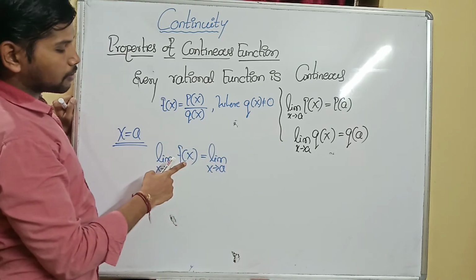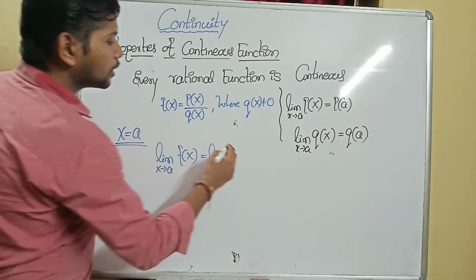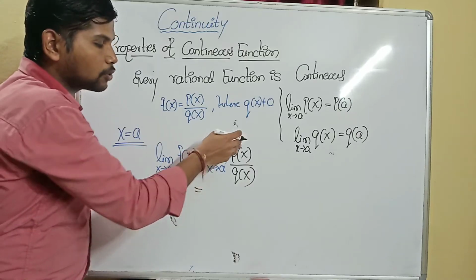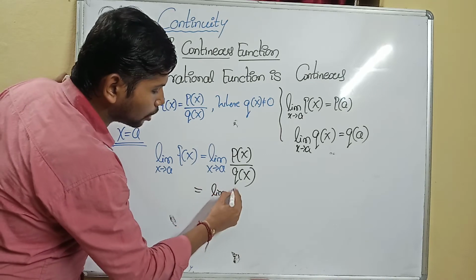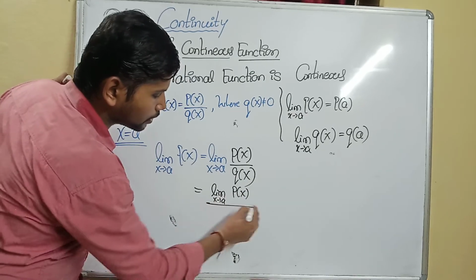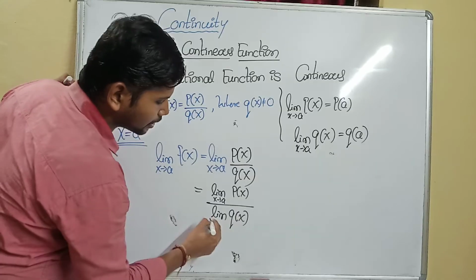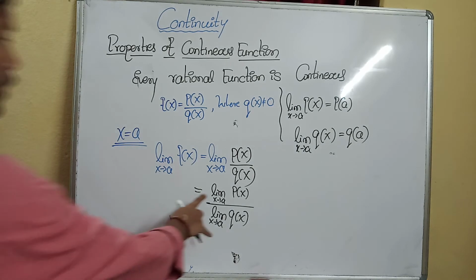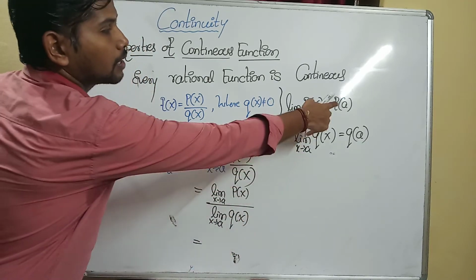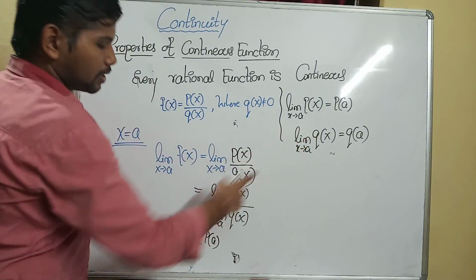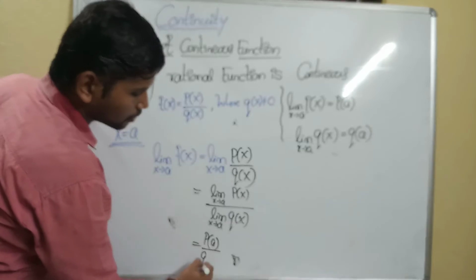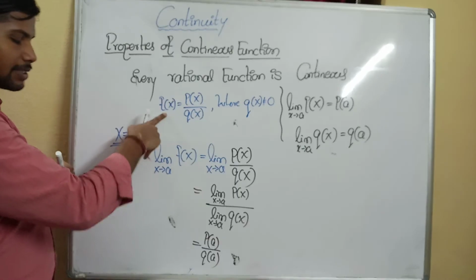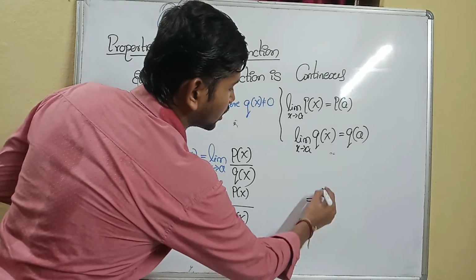Okay, got it? What is f of x? Can you say? F of x is nothing but p of x divided by q of x. Got it? Now, limit can be applied to numerator and denominator separately. That is, limit of p of x as x tends to a, denominator will be limit of q of x as x tends to a. Got the point clearly? Okay. Then, what is limit of p of x as x tends to a? It will be, yes, p of a. Okay. Then, what is limit of q of x as x tends to a? It is q of a. Got it? Okay. Then, p of x divided by q of x is f of x. What is p of a divided by q of a? Yes, it is nothing but f of a.